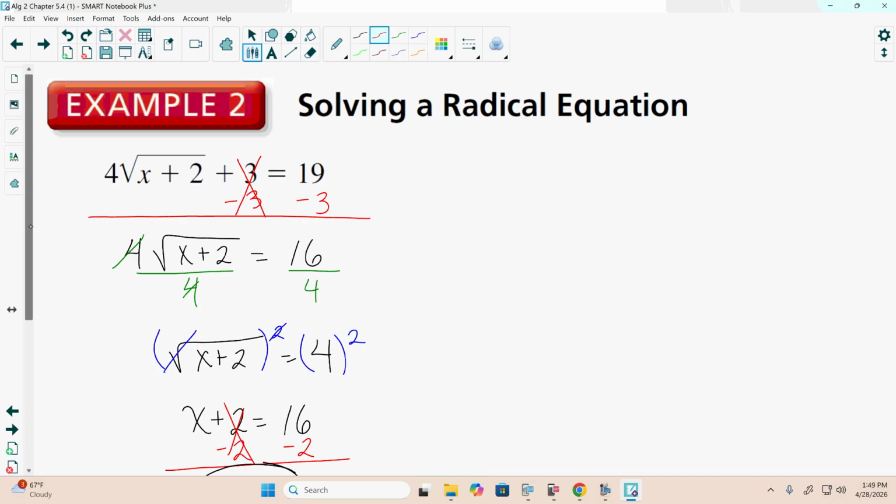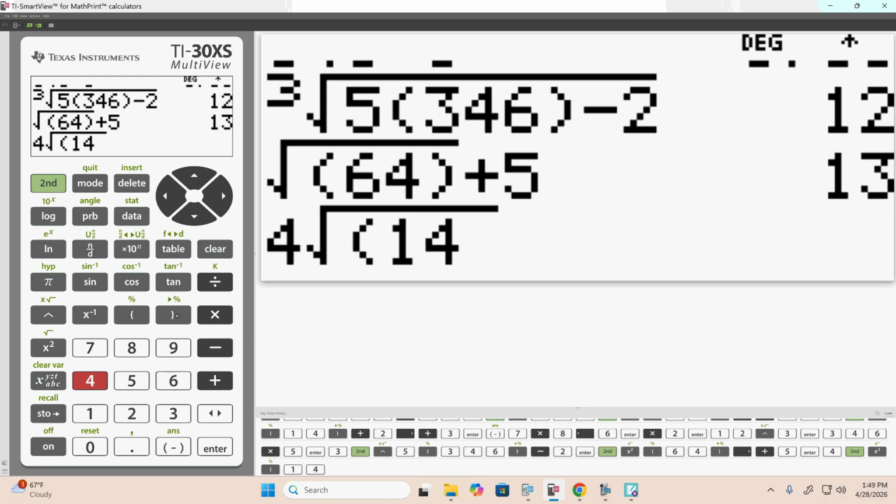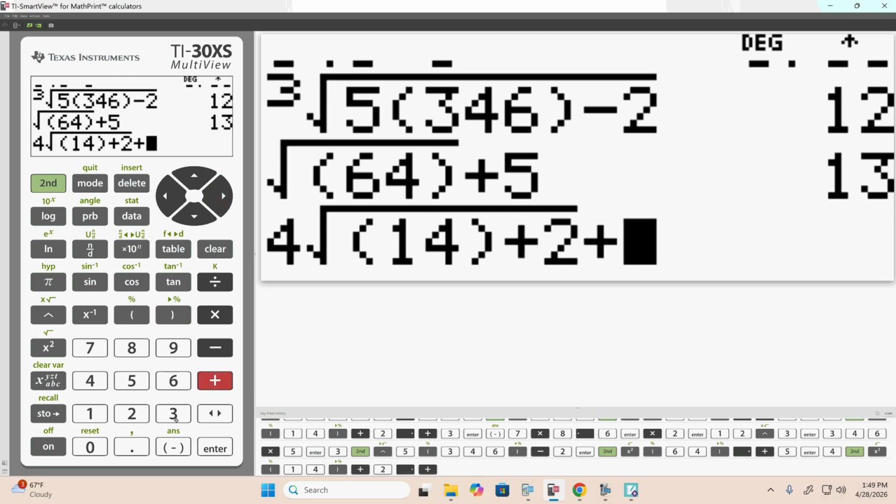And if I wanted to check it, 4 times the square root of 14 plus 2 plus 3, if I can grab a calculator, say 4 square root of 14 plus 2 plus 3, and see if that gave me 19. It does. It works.